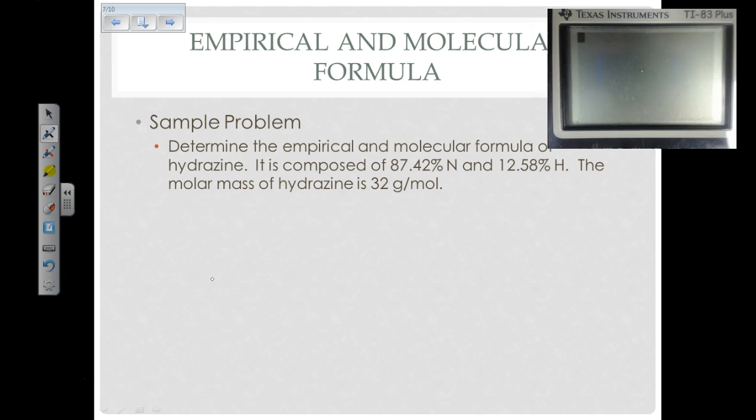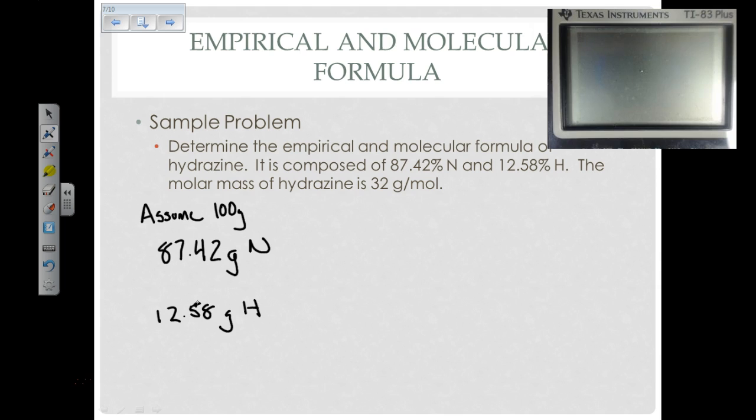Okay, so we're going to assume 100 grams. By assuming 100 grams, what is 87.42% of 100? Okay, so I'll write that here. Assume 100 grams. And by doing that, I'm not even going to do the math, I'm just going to do 87.42 grams of nitrogen and 12.58 grams of hydrogen.